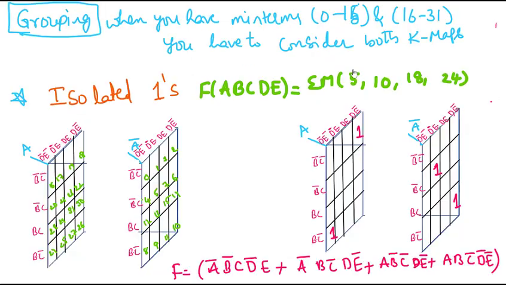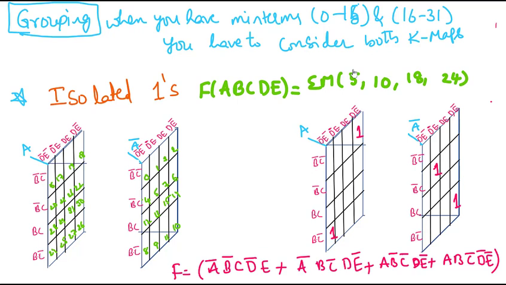Now come to the case where you have minterms related to both the blocks, the 0 to 15 block and the 16 to 31 block. In this case, you have to go for the pairs and quads, depending on how they appear in the K map. First, let's take the isolated ones. This is the most important one. You should be able to figure out what is meant by an isolated one. As per the previous definition, an isolated one is something which does not form any pair, quad or octet with any other nearby or adjacent cells.